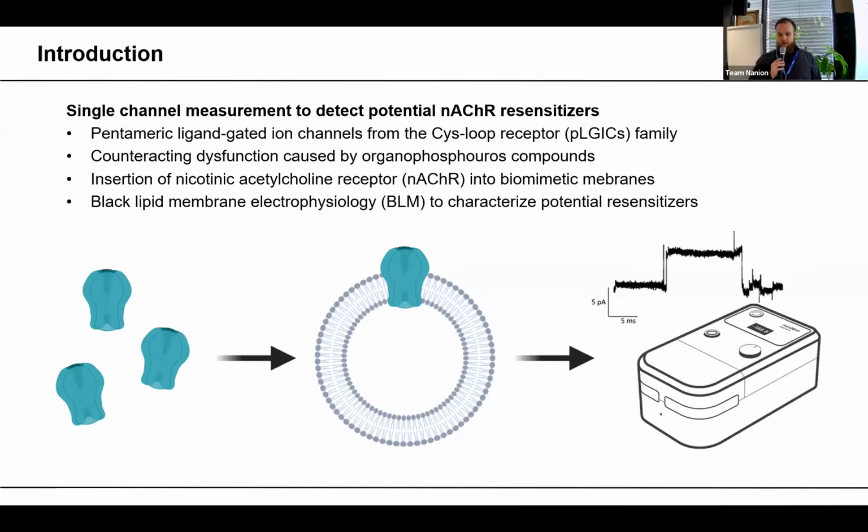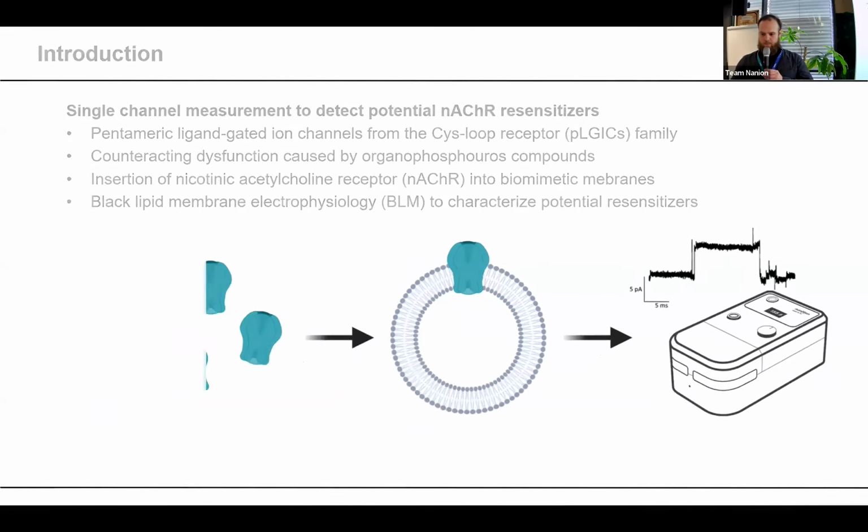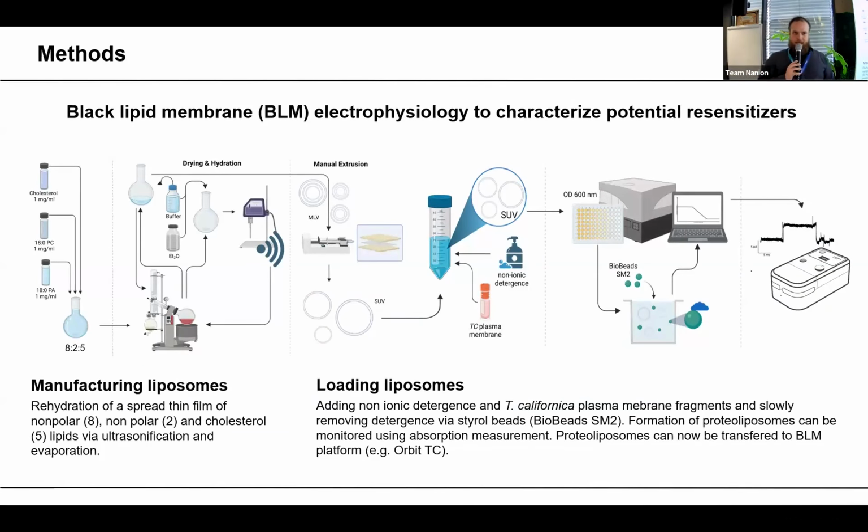Therefore, we try to insert the nicotinic acetylcholine receptors into biomimetic membranes using the Nanion system, the Orbit TC, and black lipid membrane electrophysiology to characterize our potential resensitizers. We had some trouble doing this, to be honest. The problem with the nicotinic acetylcholine receptor is that it's a really large protein, about 280 to 300 kilodalton, and therefore it's really difficult to handle, but we got it in the end.